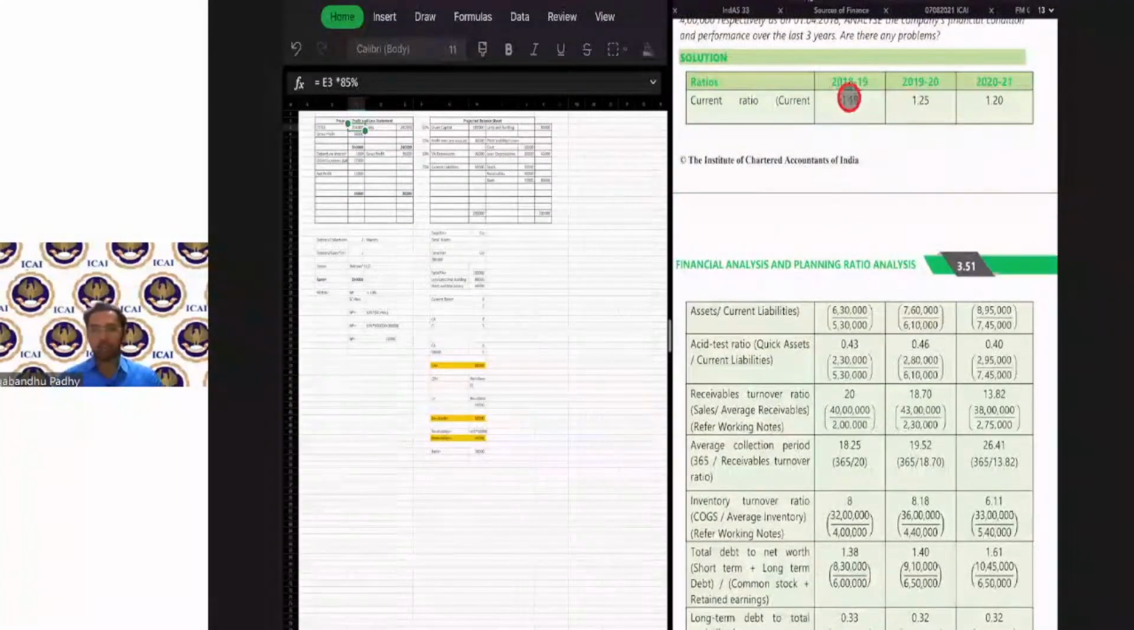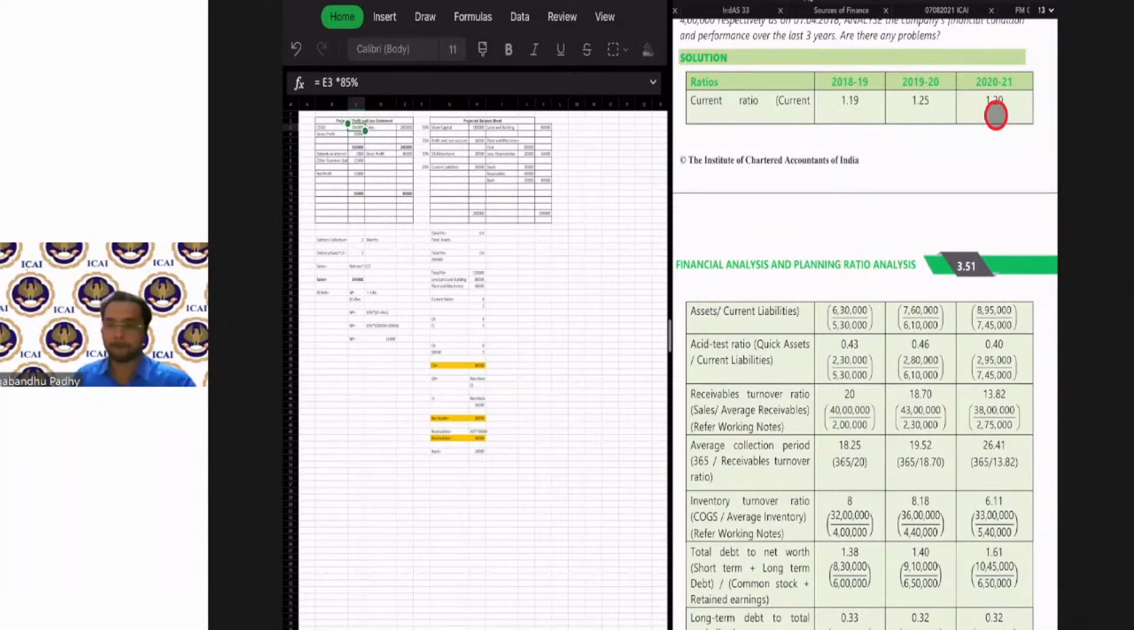Now, if you look at the current ratio, that's 1.19, 1.25, and then 1.20. Is the current ratio improving, or is it stagnant, or what's the status? We know that the ideal current ratio is 2 is to 1, and the ideal quick ratio is 1 is to 1. So if we compare the current ratio and the quick ratio of this company, we'll find that it's not that good. It doesn't have enough resources to meet the current obligations, right? You can see that it's below 2, and even the acid test ratio, the quick ratio, is below 1. So that's not a good sign.